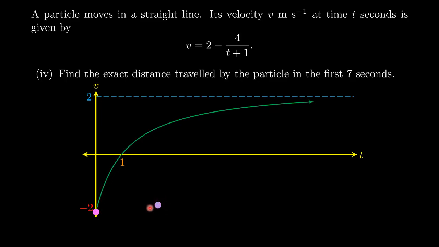This one's actually going to be the particle. I'm going to try and model how the particle is going to be moving. I'm going to call left the negative direction, and right the positive direction, as we normally do. Because the velocity starts at -2, we're going to expect the particle to start off shooting to the left. So let's have a look.